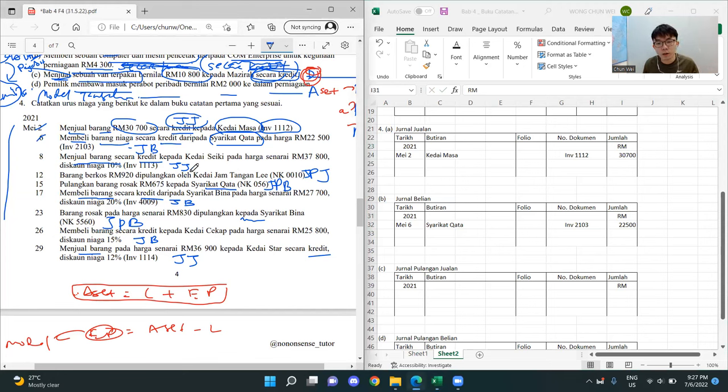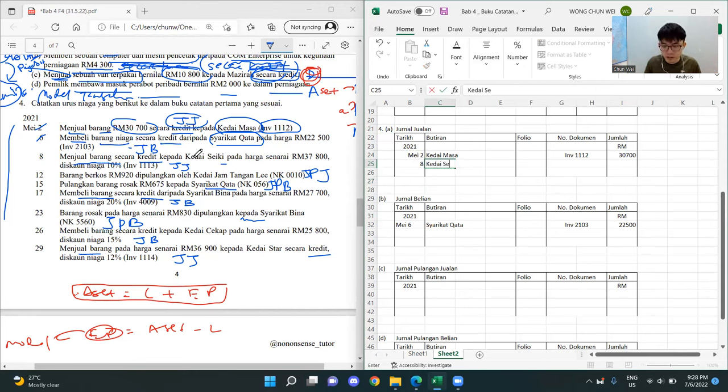JJ, Jurnal Jualan. All right, so go back to JJ. Menjual barang secara kredit kepada siapa? Kedai Seiki. This is not Kedai Seiko, it's Seiki. So go to eight. You don't have to write May again because sudah ada May kat atas sini. So you can straight away put eight there. To Kedai Seiki, so Kedai Seiki. Invoice number 1113. So how much?